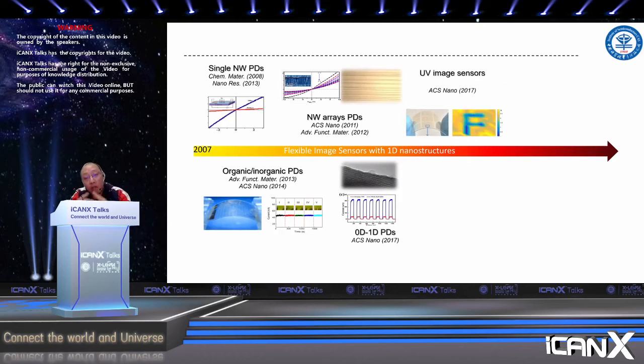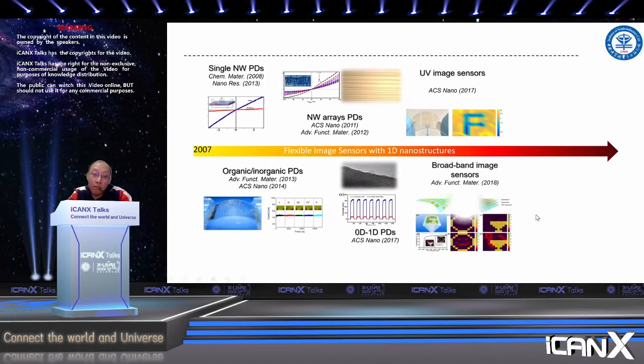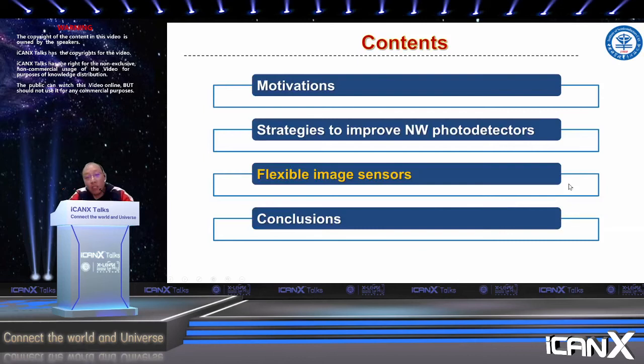I will show two examples. The first example, we can make UV image sensors. And the second one is broadband image sensors. With this strategy to improve the photo performance, we can get large area photodetector arrays for flexible image sensors.